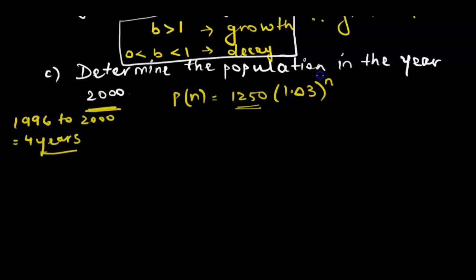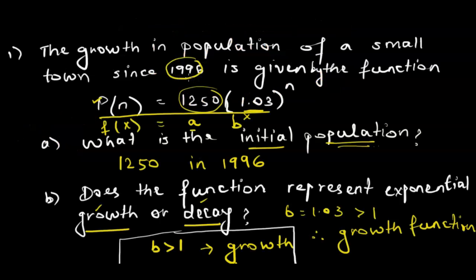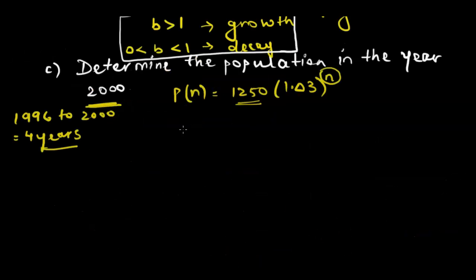And since we know n represents the number of years since 1996, why is this so? Because the population is a function of n since 1996. So n would represent the number of years since 1996, which is equal to 4 in this case. Therefore, in order to solve this question, we are looking for the population in 4 years. So we would put n as 4.